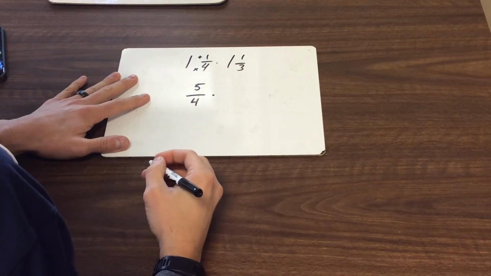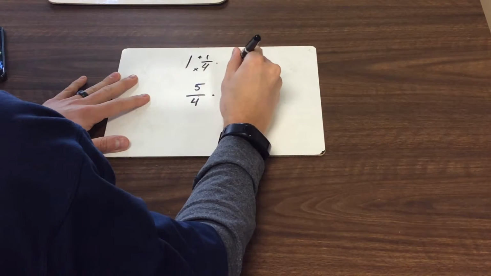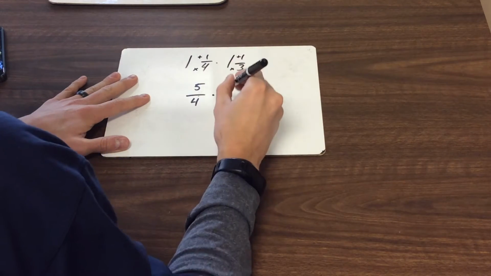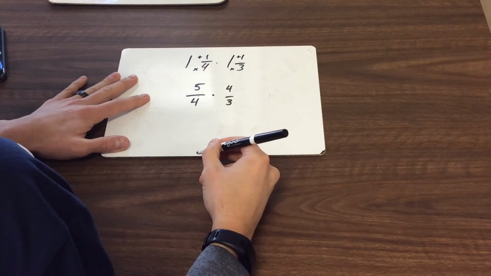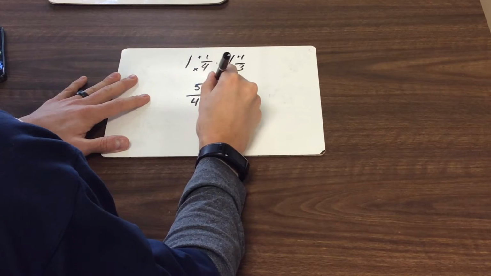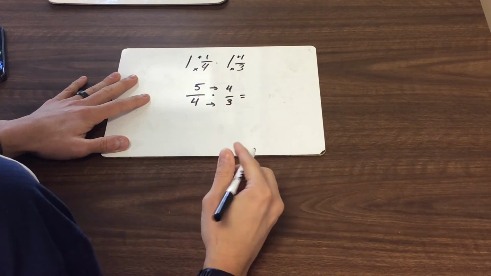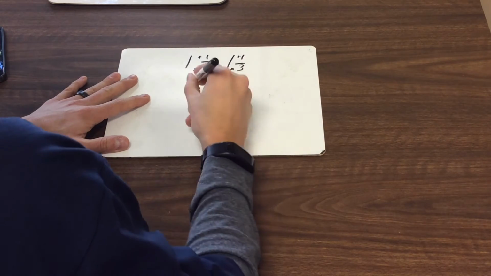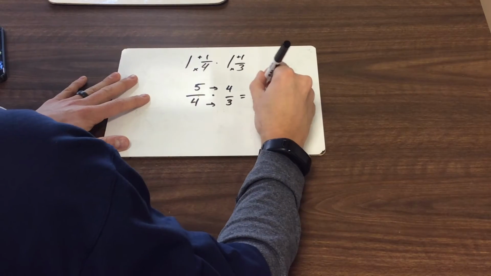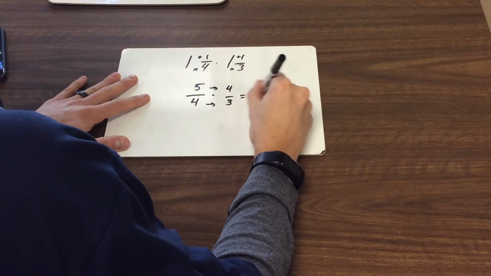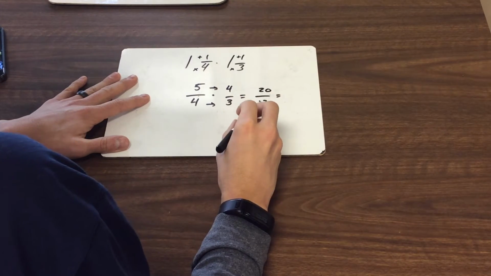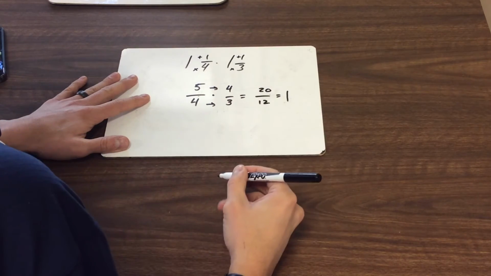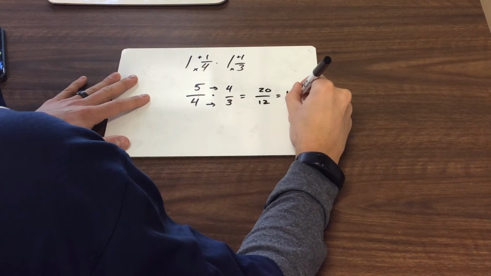That dot means multiply, and we have 3 times 1 plus 1 is 4, so 4/3, and we're going to multiply across because that is the rule for multiplying fractions. And we have 5 times 4 is 20, and 4 times 3 is 12. And we say how many times does 12 go into 20, and that is 1 whole time with 8/12 left over.